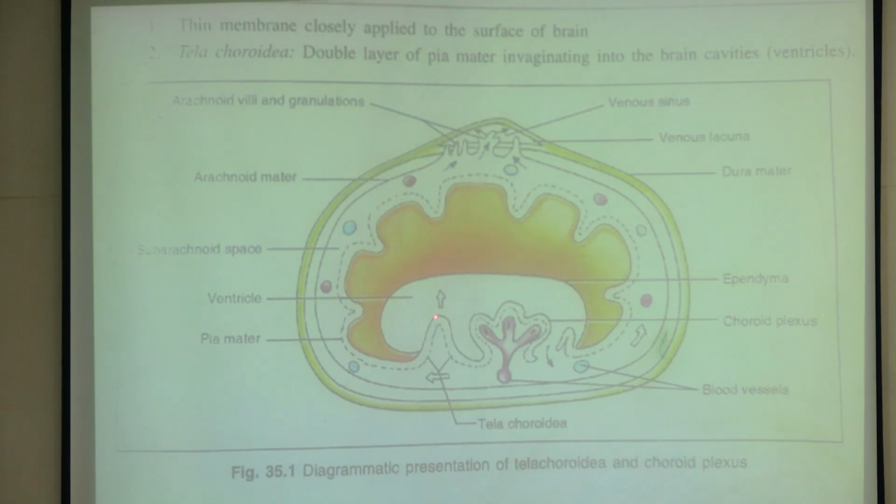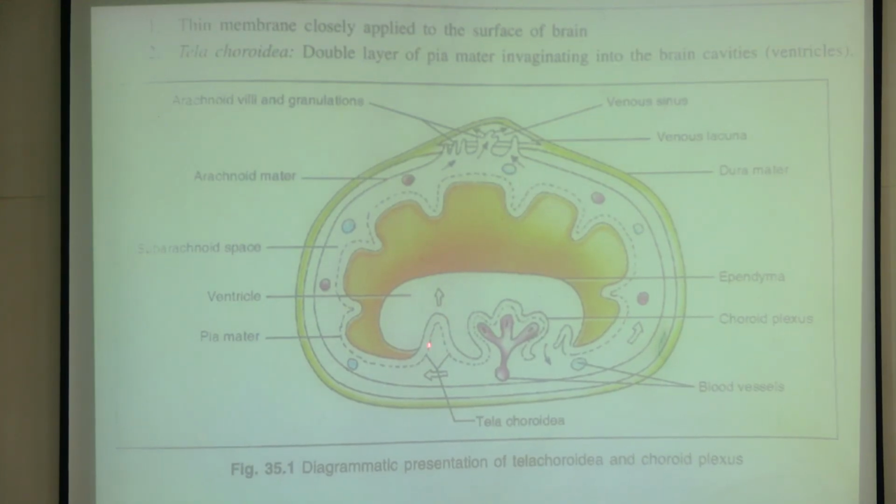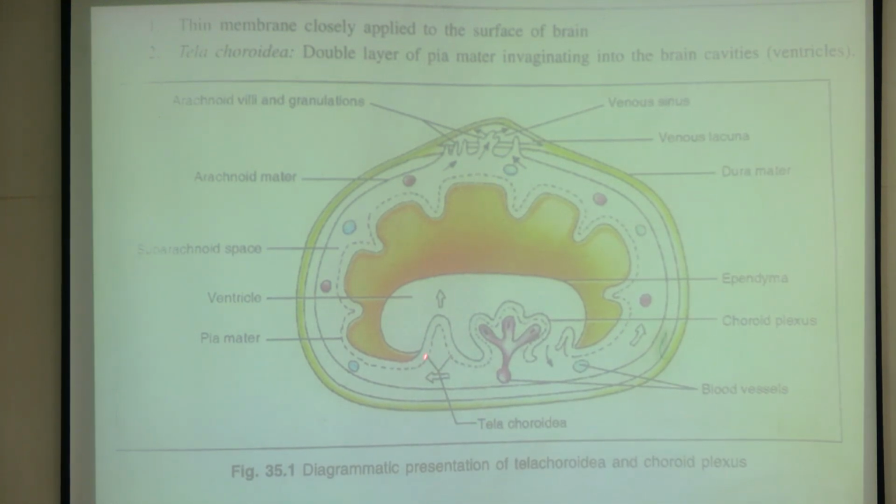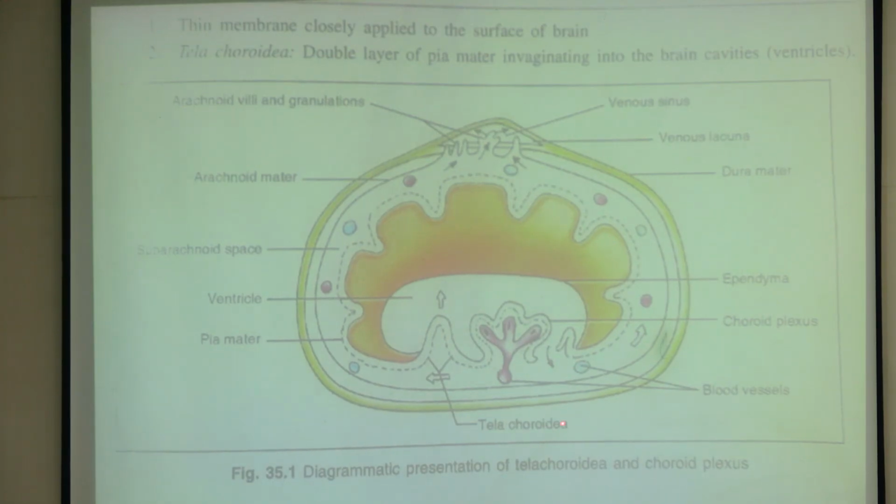Now here you see this continuous line is ependyma, and the dotted line is Pia Mater. Here this fold of the Pia Mater is known as tela choroidea. Within this tela choroidea is this structure, the plexus, that means blood vessels. The whole thing is known as choroid plexus.